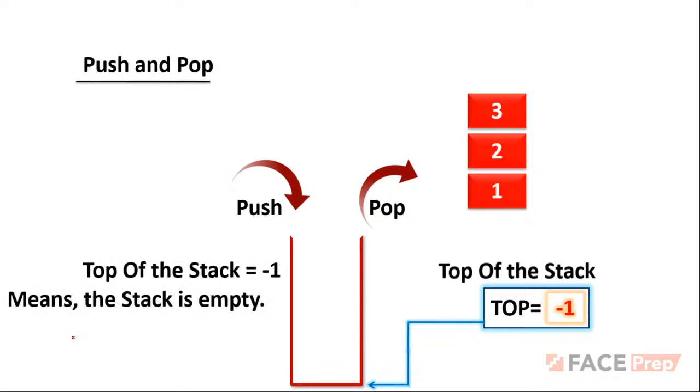As I said earlier, when the value of top is equal to minus 1, we can say that the stack is empty. Whenever you are writing a function for pop for the stack data structure, you have to check one condition. What condition should I check? If top is equal to minus 1. If the value of top is equal to minus 1, I can say that the stack is empty. So I can print a message, print stack is empty.